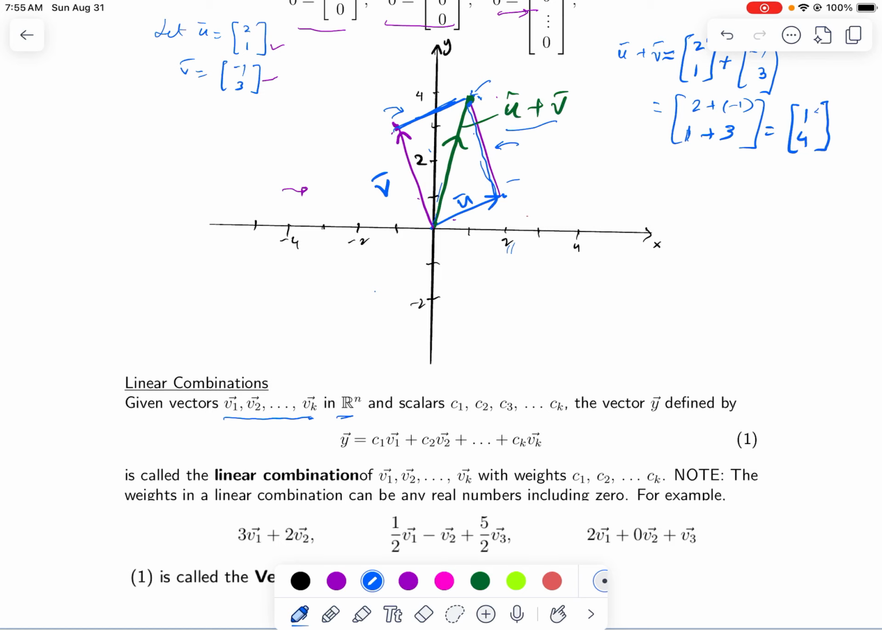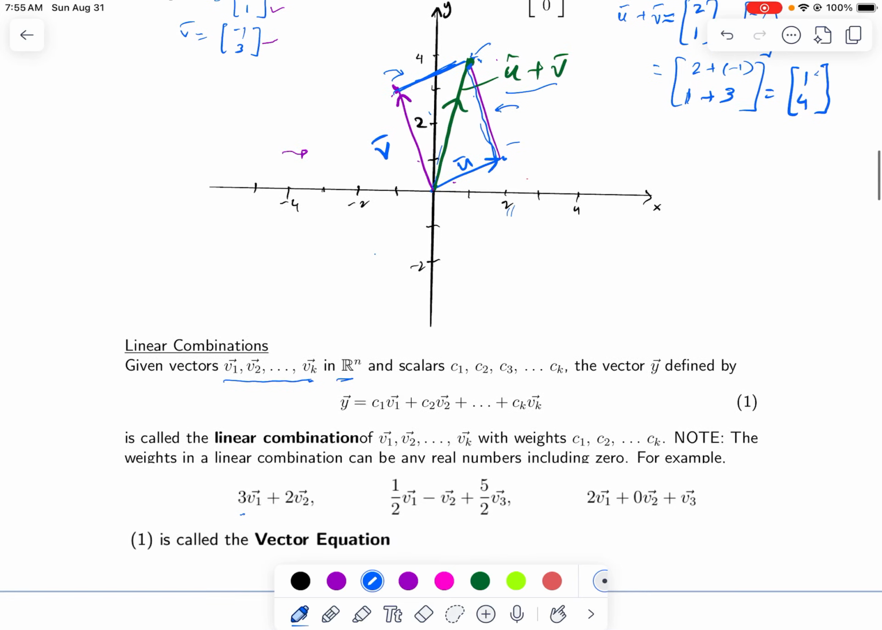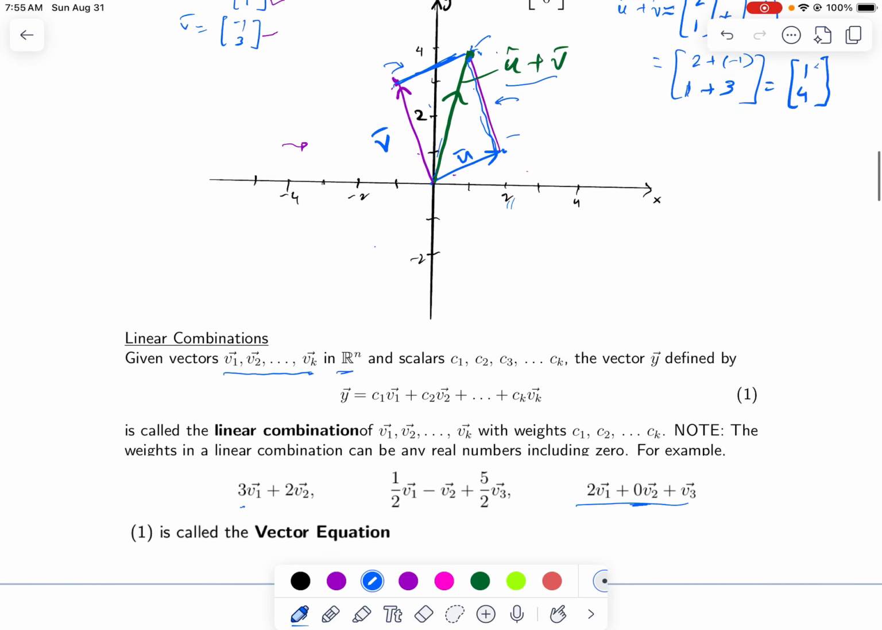So for example, if we have two vectors v1 and v2, we can have another vector 3v1 plus 2v2. Another example, we are now again dealing with three vectors v1, v2, v3. So we can have half v1 minus v2 plus 5 over 2v3. Or we can have a vector like this, 2v1 plus 0v2 plus v3. So you see, we can also have a 0 as our constant.